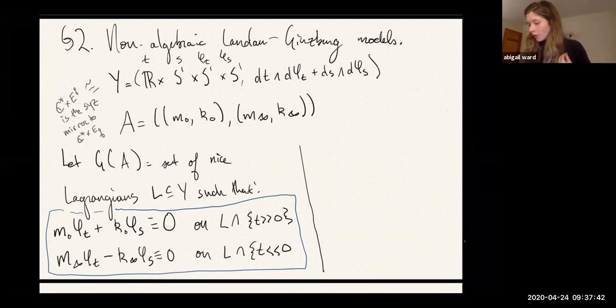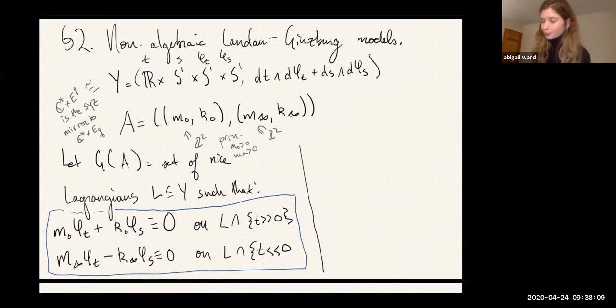Okay. So the non-algebraic Landau-Ginzburg models. We've got the space and these indices. These are two things in Z squared with the properties I said before: primitive, and m naught is greater than 0, m infinity is greater than 0. And now I want to consider some Lagrangians in this space Y that obey some nice boundary behavior at the boundary with respect to these boundary conditions.